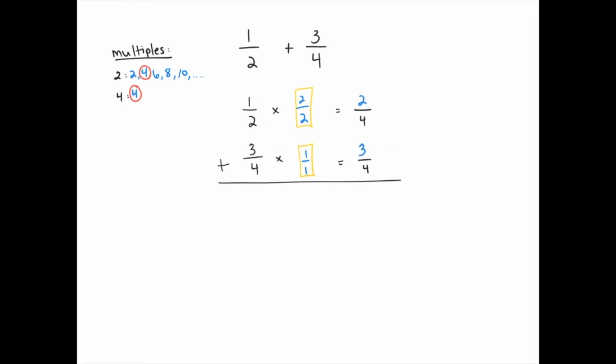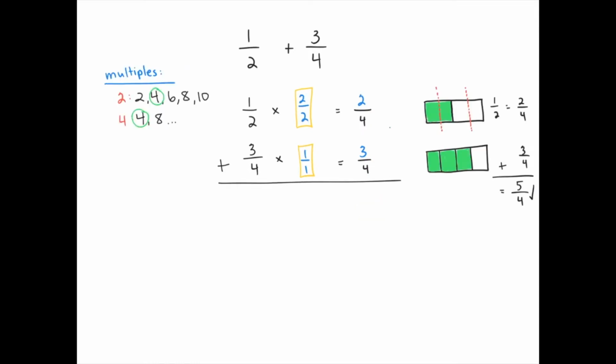Now that I have a common denominator of 4, I can find the sum. 2/4 plus 3/4 equals 5/4. I can check my answer by drawing a model to represent my fractions. 1/2 has turned into 2/4. 3/4 stayed the same. I also got 5/4 as my answer, so I know I solved it correctly.